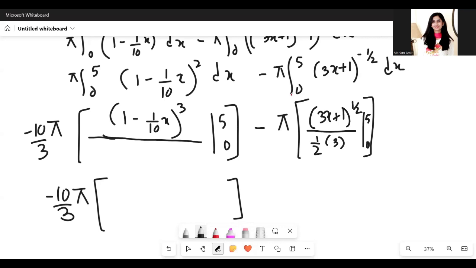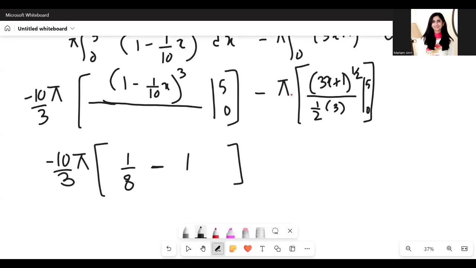Now let's substitute 5 first. So we have 1 minus 1 by 10 times 5, power cube. That's giving me 1 over 8. Minus, substitute 0, we get 1 cubed, which is 1. So subtract 1 from 1 over 8. Now multiply that with negative 10 by 3 pi. That is giving me 35 over 12 pi. This becomes 35 by 12 pi.